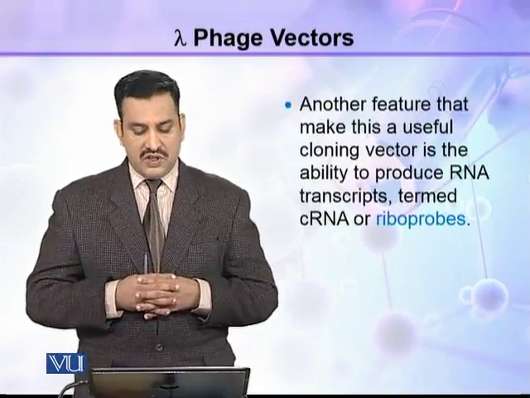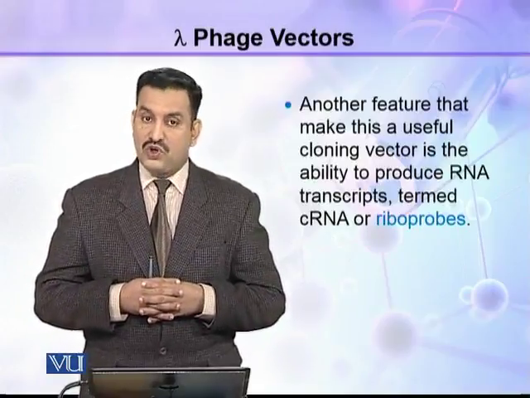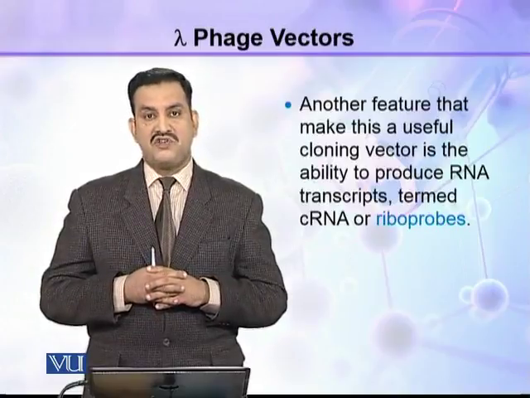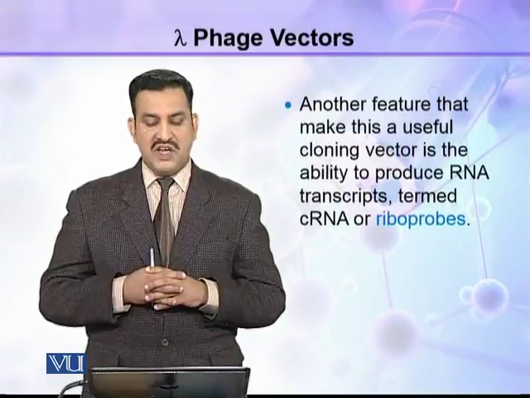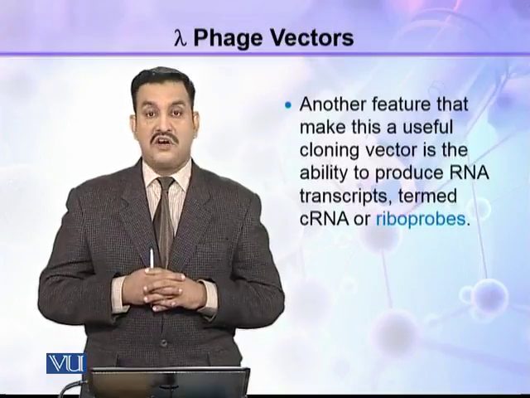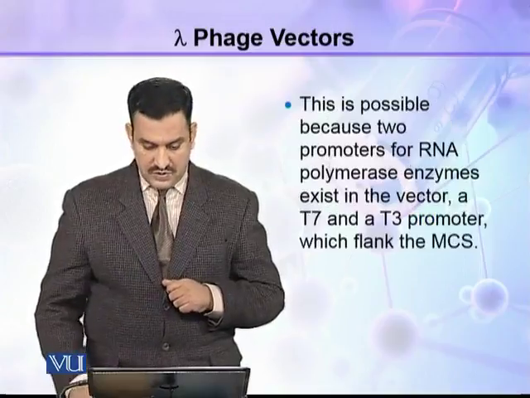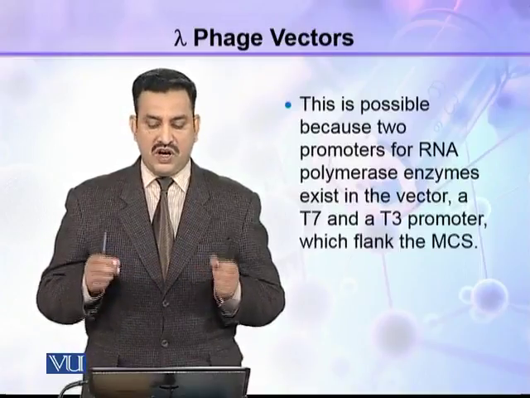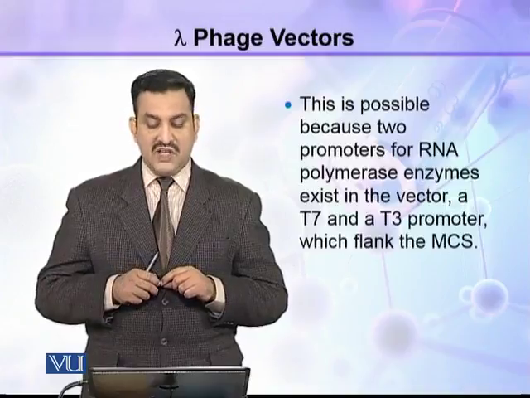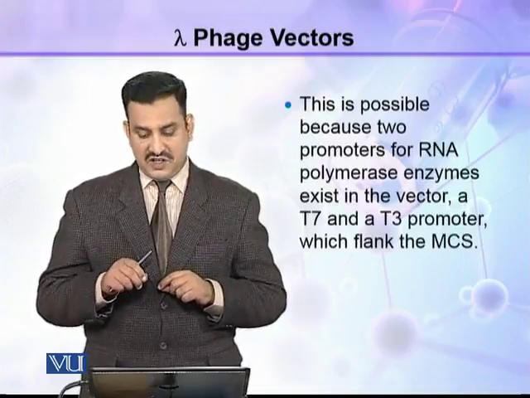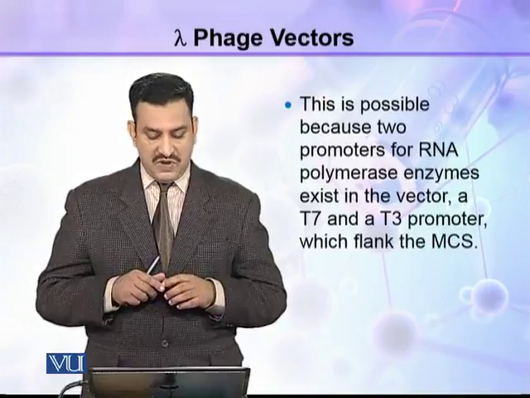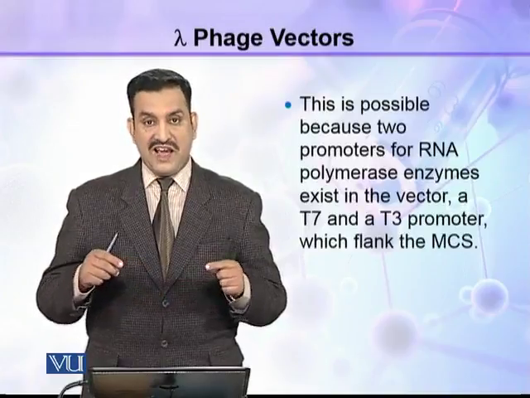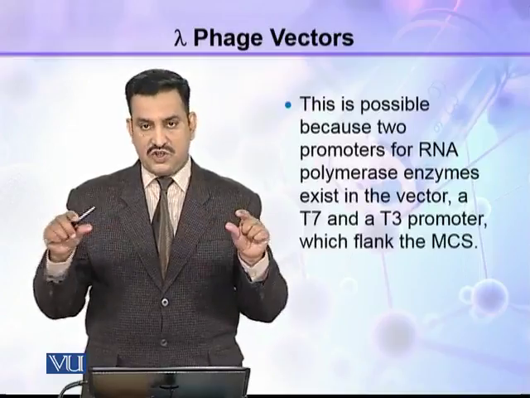Another feature that makes this a useful cloning vector is the ability to produce RNA transcripts, which are termed cRNA or riboprobes. This is possible because two promoters for RNA polymerase enzymes exist in the vector. One is a T7 and the other one is a T3 promoter, which flank the MCS site.